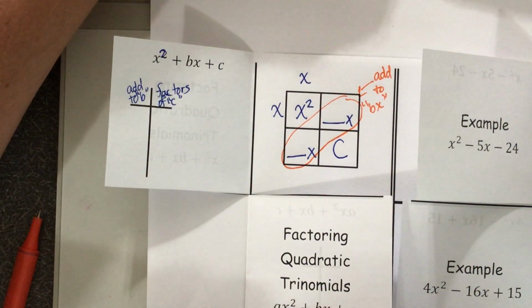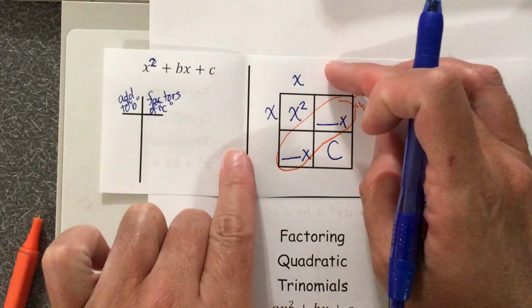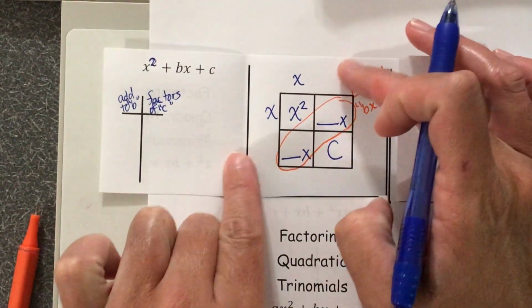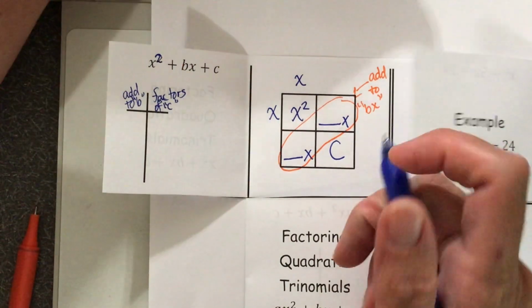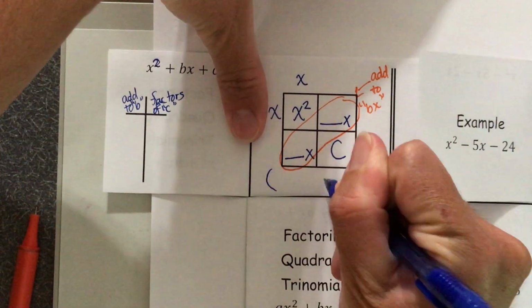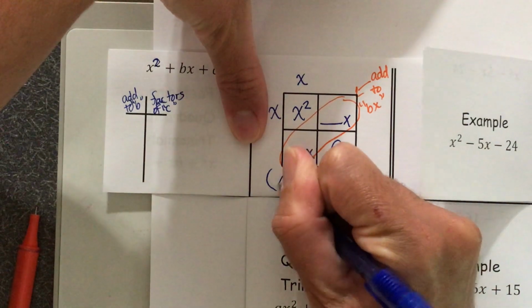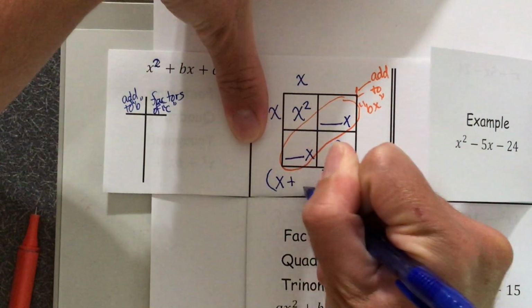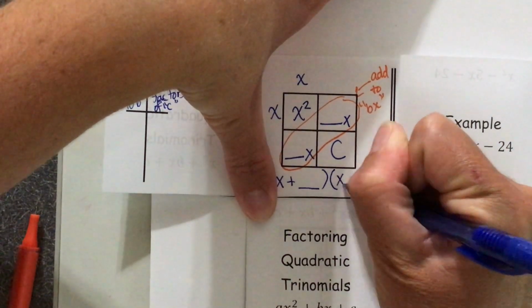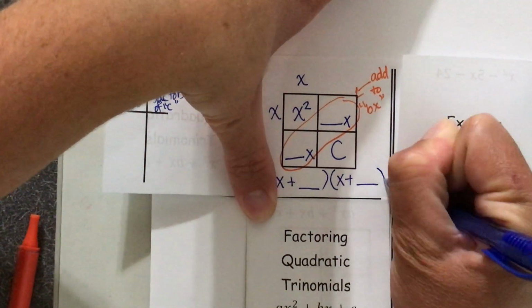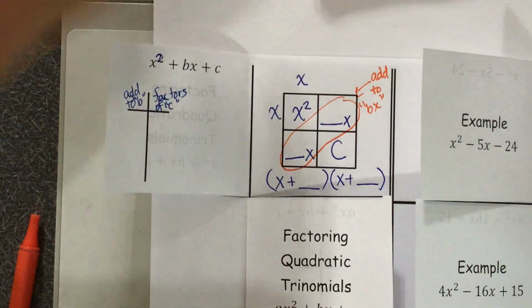And once you figure out what those factors are, they wind up going right here, and that's going to get us the middle term. And so then you're going to wind up with linear factors. So it's going to be x plus some number or minus some number, and then x plus some number here. So let's apply.